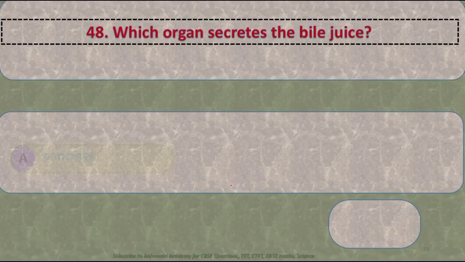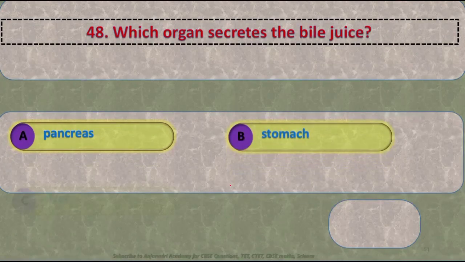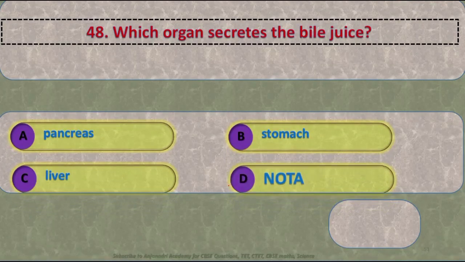Which organ secretes the bile juice? Pancreas, stomach, liver. None of the above. Option C is the liver. It releases the bile juice and is stored in the gallbladder.